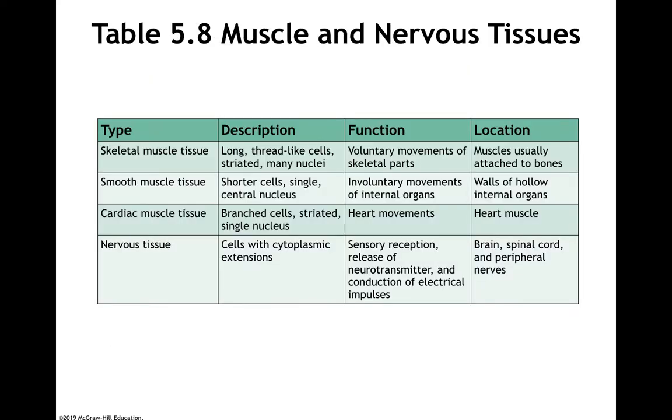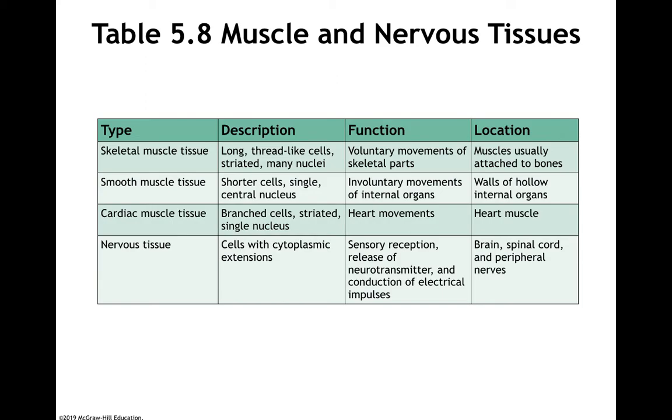So muscle and nervous tissue. We've got skeletal muscle, which is long, thread-like cells striated with many nuclei, involved in voluntary movement of skeletal parts, and the muscles are always attached to a bone on one side, most often attached to a bone on both sides. Smooth muscle tissue is shorter cells with a single central nucleus that are involved in involuntary movements of internal organs, the walls of hollow organs, and our internal organs.